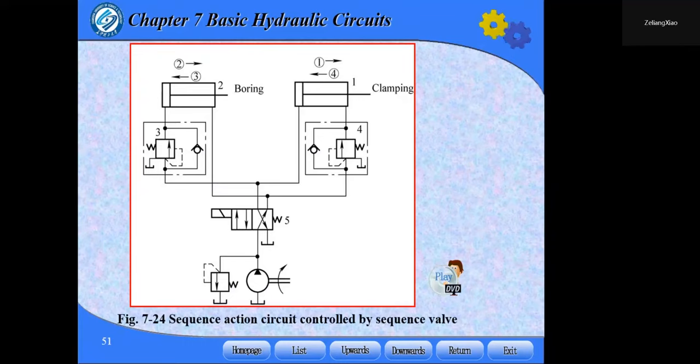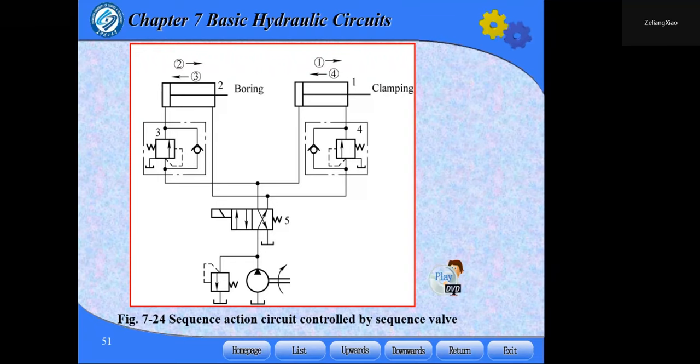At the same time, sequence valve 3 is opened, and then the piston in cylinder 2 is intended to drill the hole of the workpiece. When the process of drilling the hole is finished, valve 3 is shifted to the right envelope mode, and the piston in cylinder 2 retracts to the end. When it retracts to the left envelope, the system pressure will be increased until it reaches the pressure setting of sequence valve 4, which then opens the valve to let cylinder 1 retract to the original position.